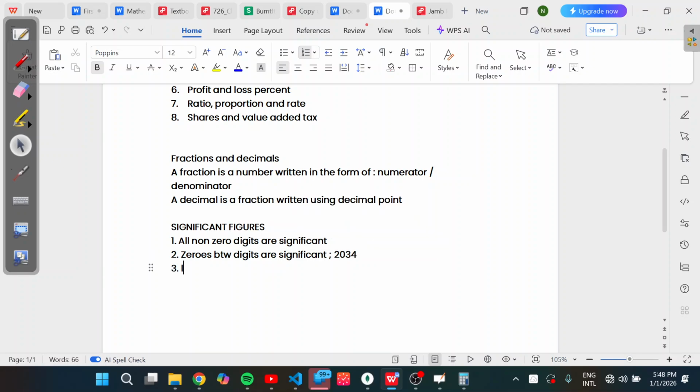The third rule is leading zeros are not significant. And the fourth one is trailing zeros are significant, sorry, significant only if there is a decimal point.